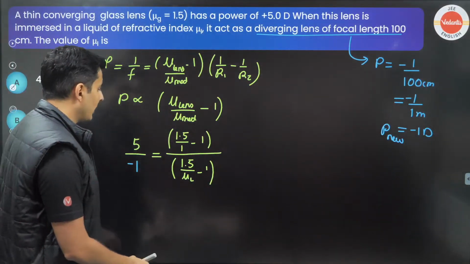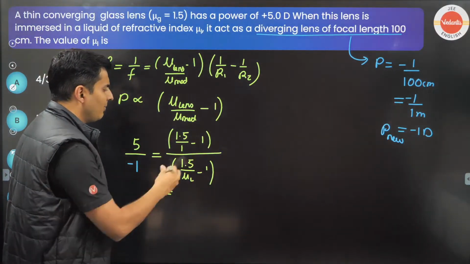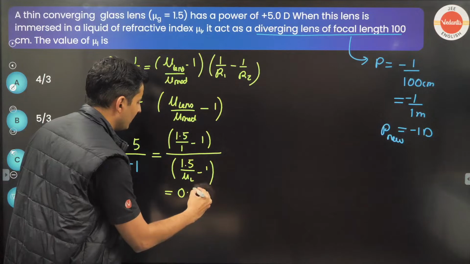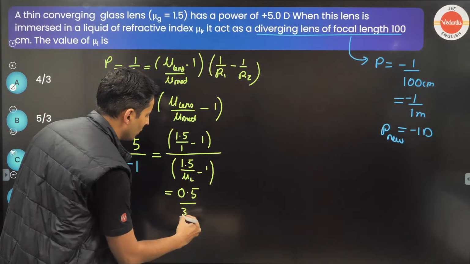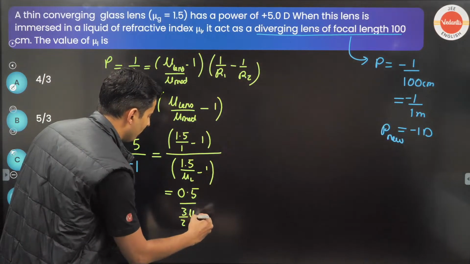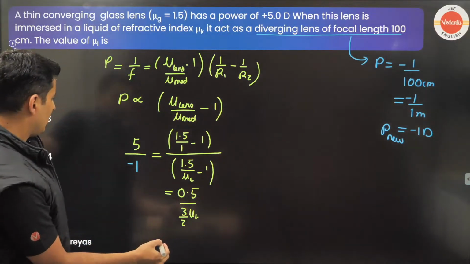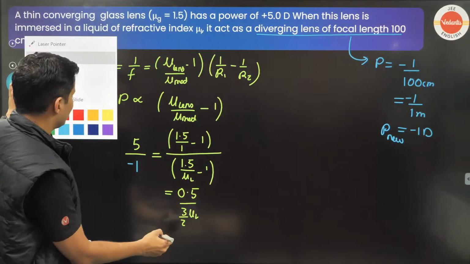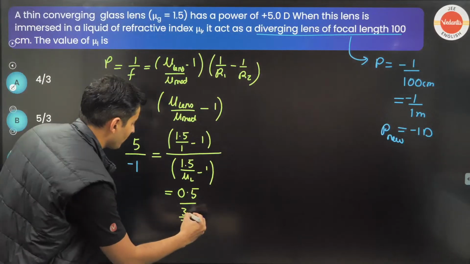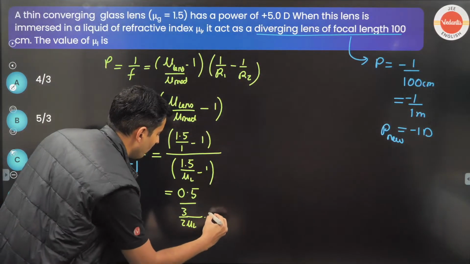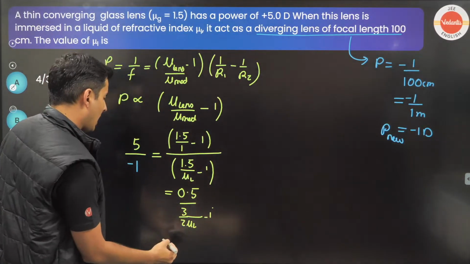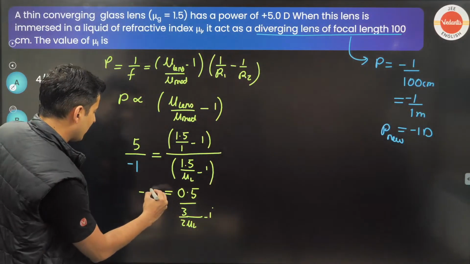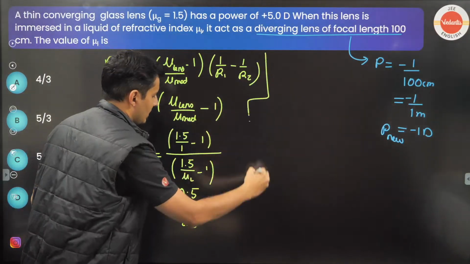Now you can do the math over here. So 1.5 minus 1 is basically 0.5, and 1.5 by mu L, that's going to be 3 by 2, and you have 3 by 2 mu L below, minus 1, okay, and there you go. So this is basically minus 5. So what are the next few steps?